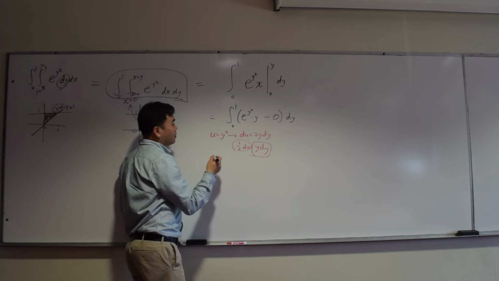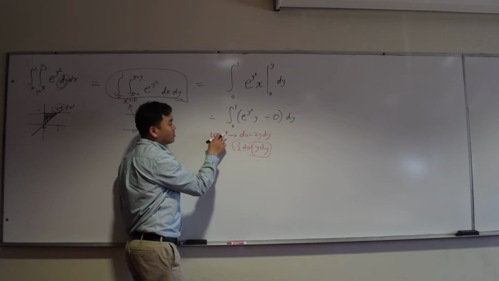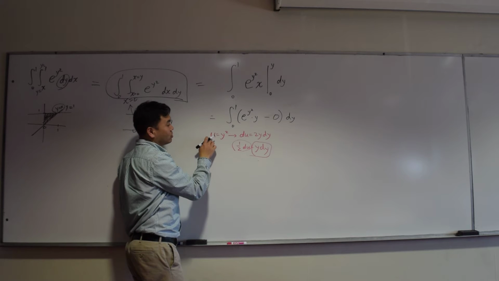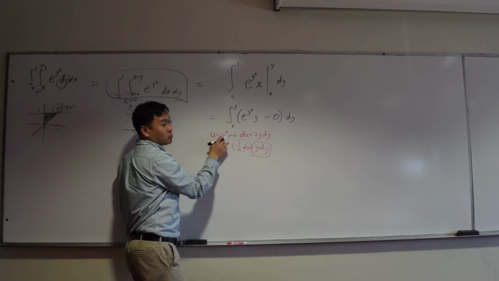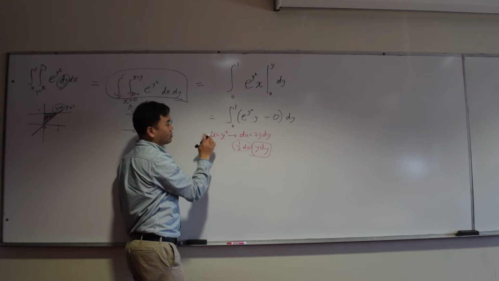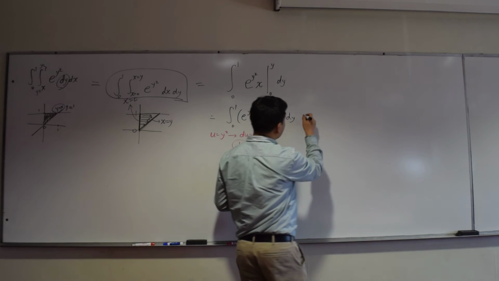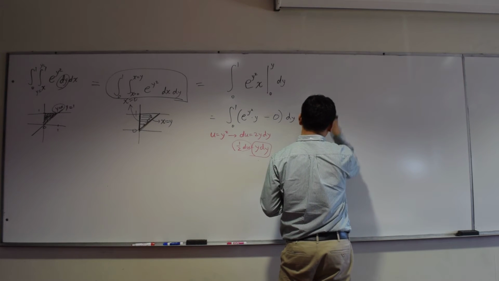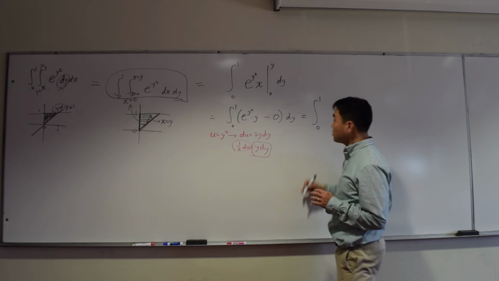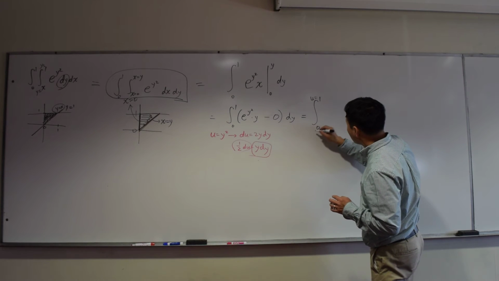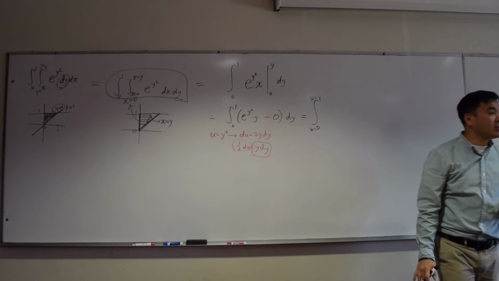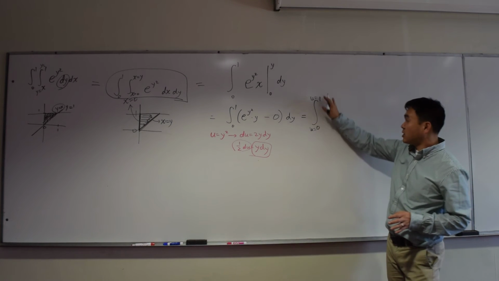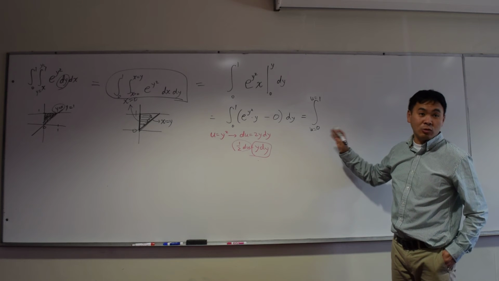And also, there's another thing. When y is 0, what's the value of u? 0 squared is 0. Okay? When y is 1, what's the value of u? 1 squared is 1, so it's that. So, just by coincidence, you got the value of u as 0 and 1, which is the same as before, but in many cases, these values are different, and you want to change that too, okay?